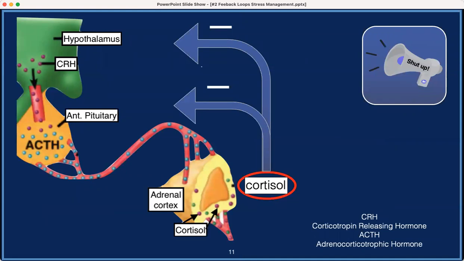So it looks like this: the hypothalamus, the anterior pituitary, and of course the adrenal cortex as a negative feedback loop. Things stop when enough is enough.